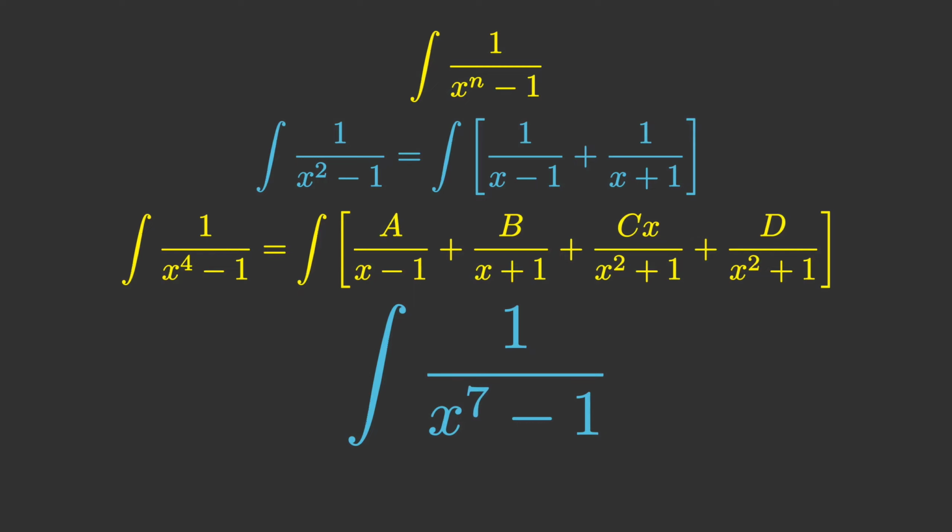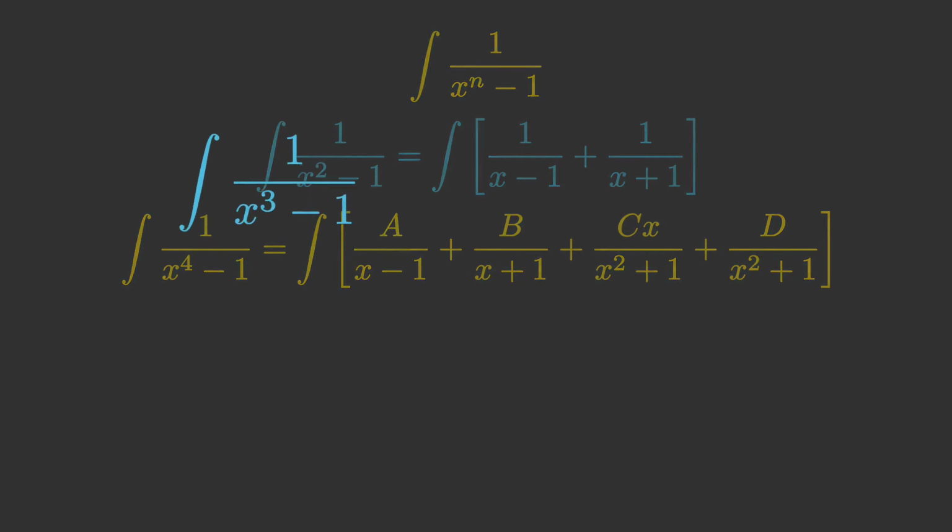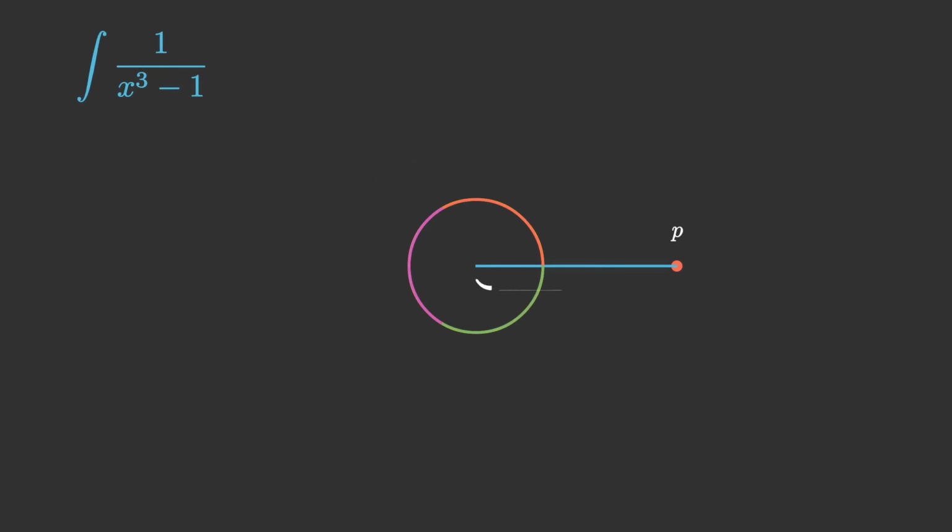So I will show you an easy way to integrate this expression with any power. For simplicity, let's take the example where x is raised to the power 3, and draw a unit circle and a point P outside the circle, where the distance from the origin to P is x. Hence, the distance from the circle to the point P would be x minus 1.